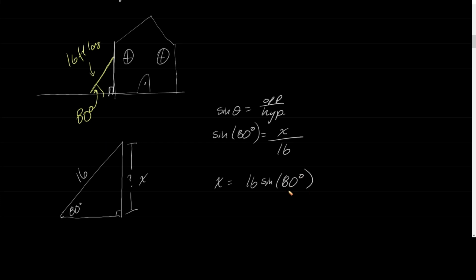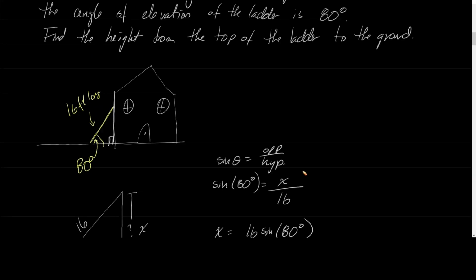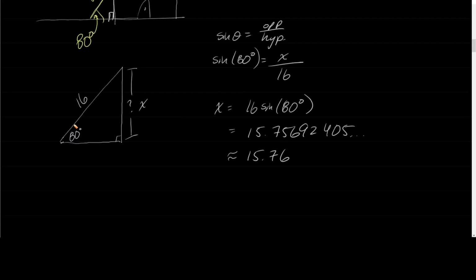And again, when you plug that into the calculator, make sure that you are in degree mode. All right, so 16 times sine of 80 degrees gives us 15.75692405. I'm just going to round that off to 2 decimal places, to 15.76. And what were the units? Well, this was 16 feet long, so we're working in feet. So 15.76 feet. All right.